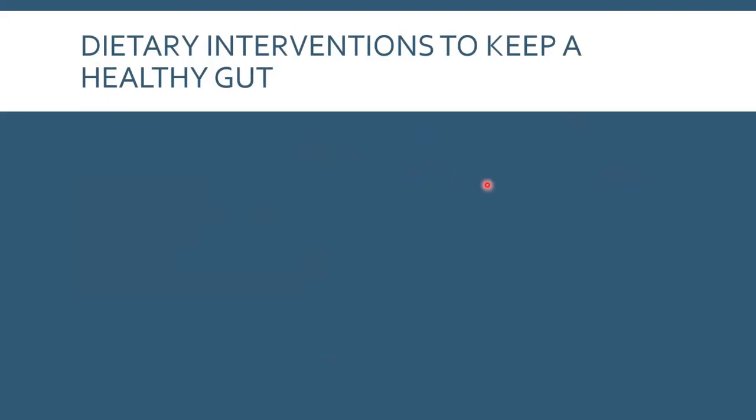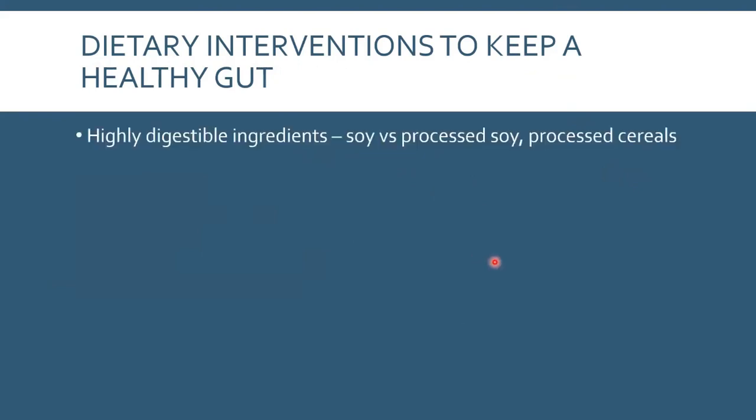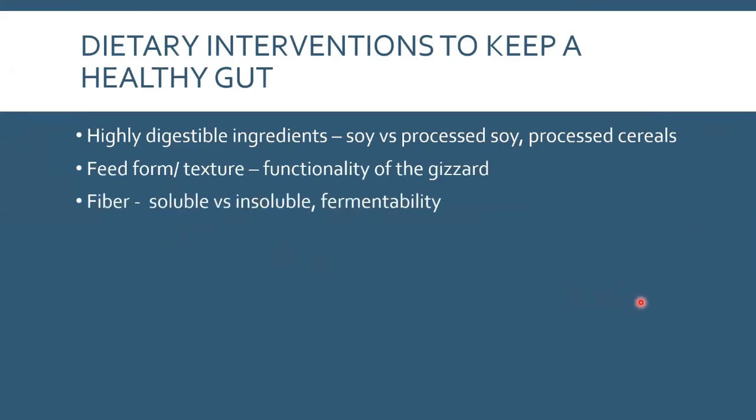So some of the dietary interventions to keep a healthy gut: we use highly digestible ingredients. I will just run through this, and we will discuss more in detail in the next session. So we use highly digestible ingredients. We check on the feed form or the texture to maximize functionality of the gizzard.